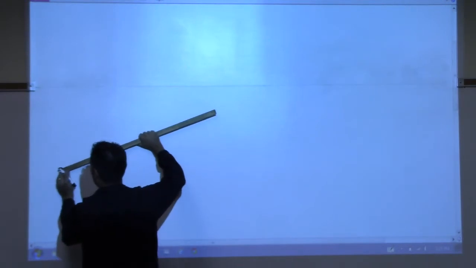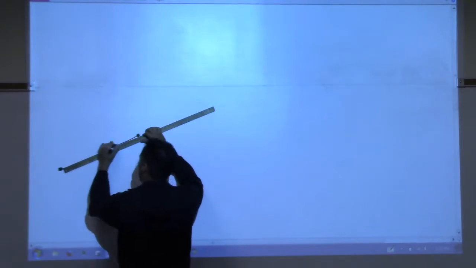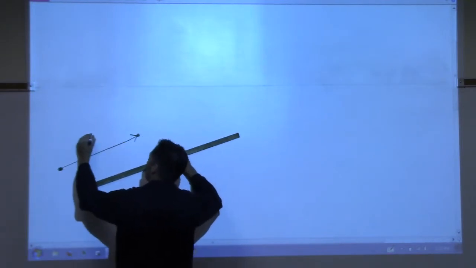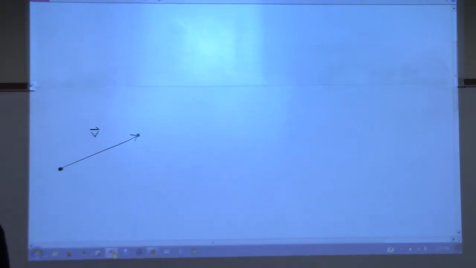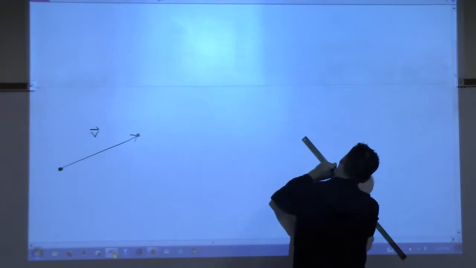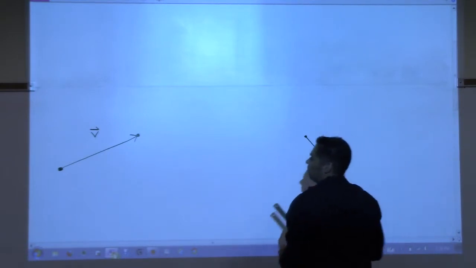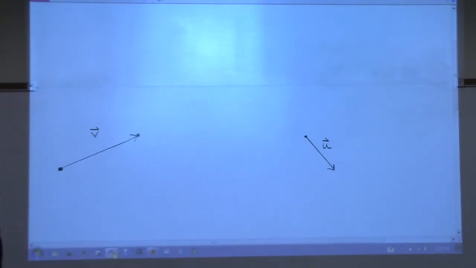I'm going to take a vector that's half the length of this stick, and I'm just going to make up my vector here. Right about there. I'm going to call this vector V. All right, there's my vector V. And then I'm going to take another vector which is approximately 10 inches long, and I'm going to put it right here. And I'm going to call this vector U.